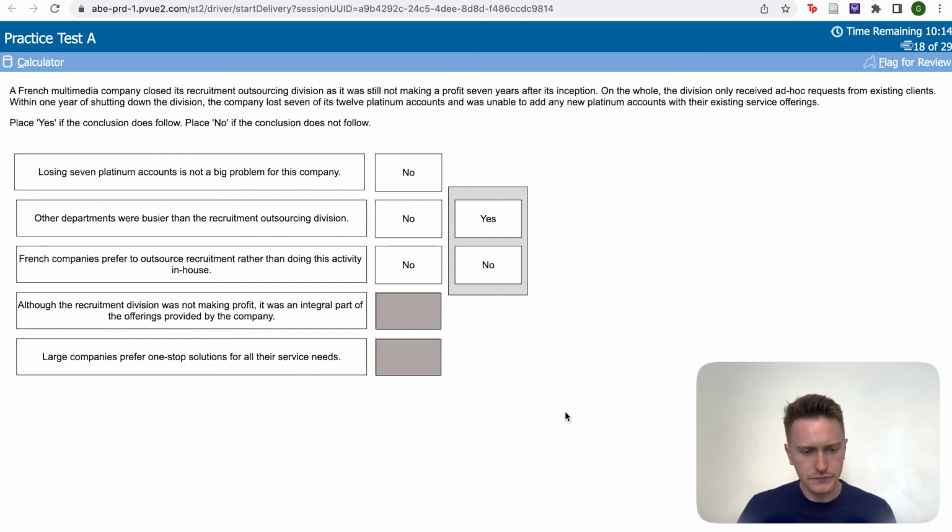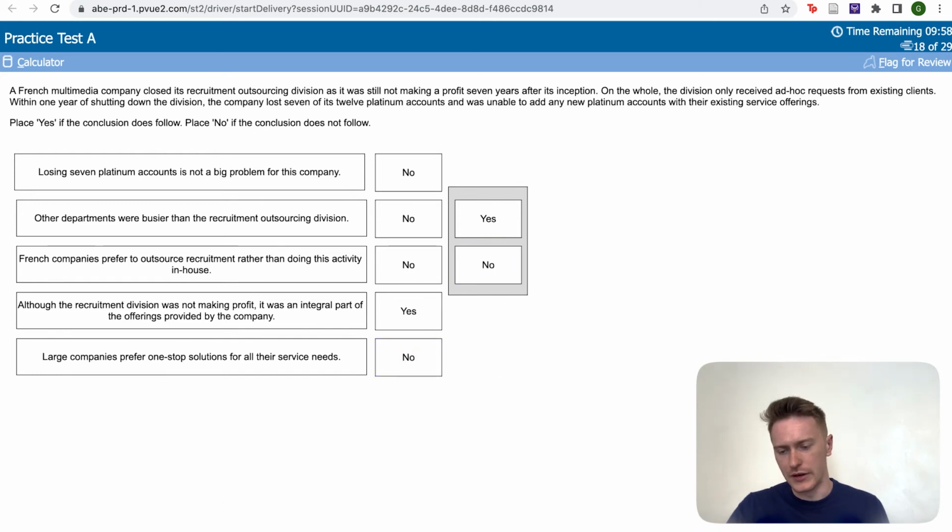Although the recruitment division is not making profit, it's an integral part of the offering. Yes, that's the whole point. It said, although it's not making profit, actually they closed it down, it had drastic effects, so clearly it must have been integral. That does follow. Large companies prefer, again, we've got nothing to do with large companies in general. You can see how quick I answered that last one, just because we don't know anything about large companies. We know one specific company. So whenever it tries to generalize outside the box, like French companies or large companies or other departments, suddenly you can put no, it doesn't follow.